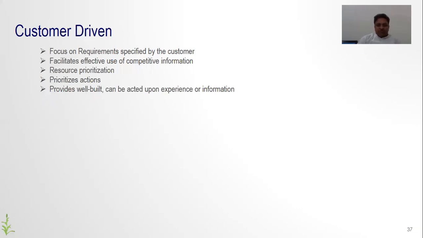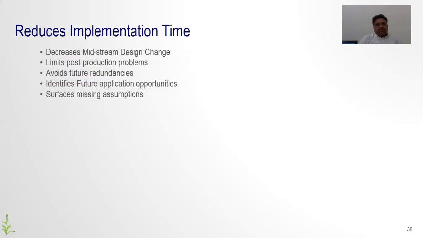Focus on requirements specified by the customer, facilitates effective use of competitive information. Resource prioritization: prioritize the actions and provide well-built information that can be acted upon. Reduce implementation time, decreases midstream design changes, limits post-production problems, avoids future redundancies. So it identifies future application opportunities and surfaces missing assumptions.